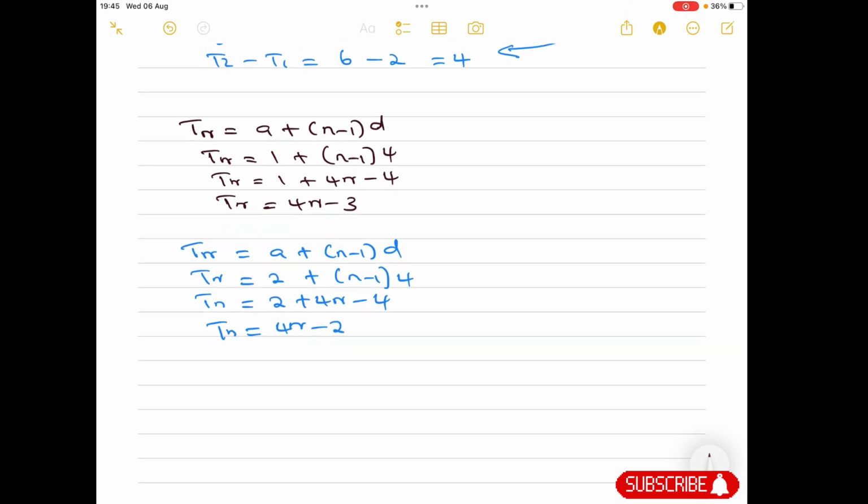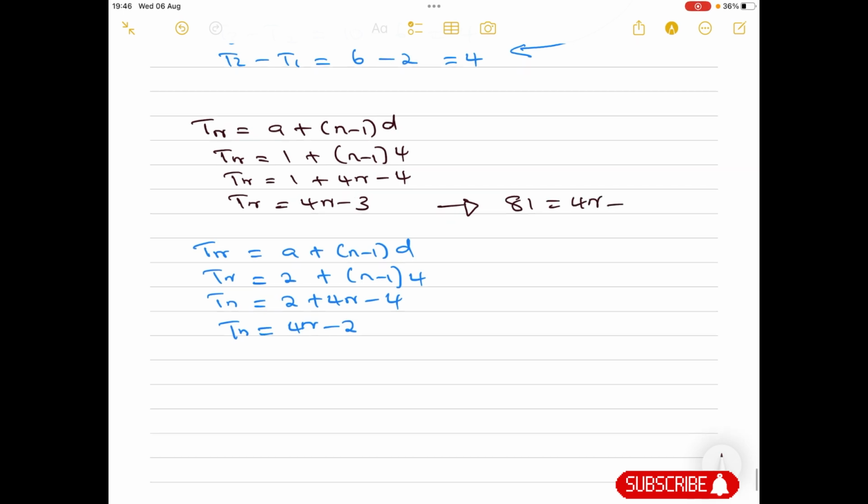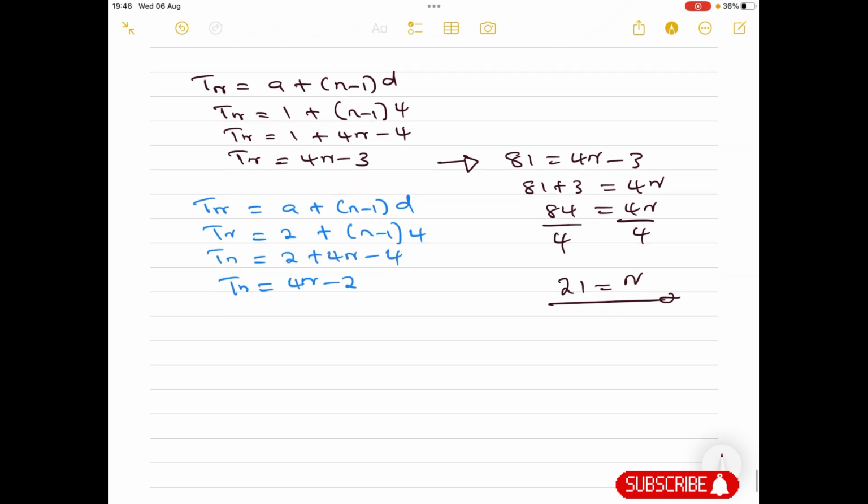Okay, it's fine. Let me find the number of terms. Let's just go here. 4n minus 3 equals 81. Taking this to the other side, 81 plus 3 is equal to 4n. So I'll have 84 equal to 4n. Then I have to divide by 4 on both sides. So 84 divided by 4 will be 21. So 21 is equal to n.